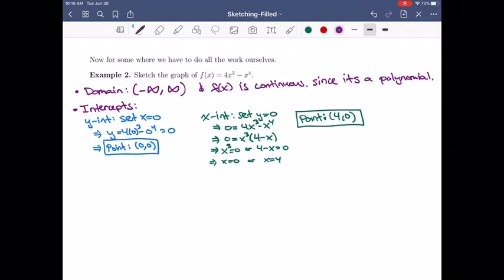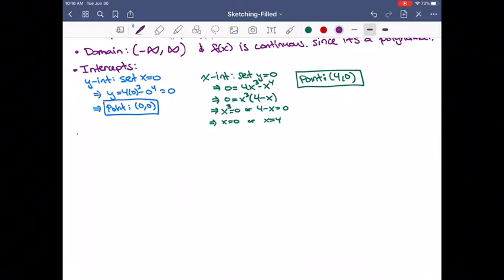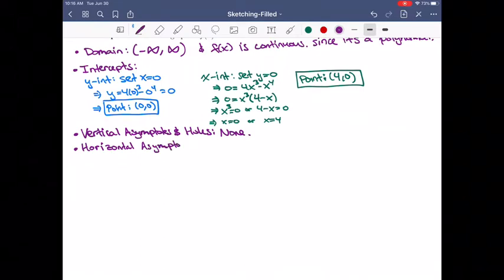That's nice. Now the next thing that we're supposed to think about is the vertical asymptotes and holes. Does this function have any? Well, vertical asymptotes and holes only appear when there are x values that are not in the domain. But here we have a nice continuous full domain polynomial. So we're going to have none of these. We don't have to worry about those. Now, the horizontal asymptote is slightly different.